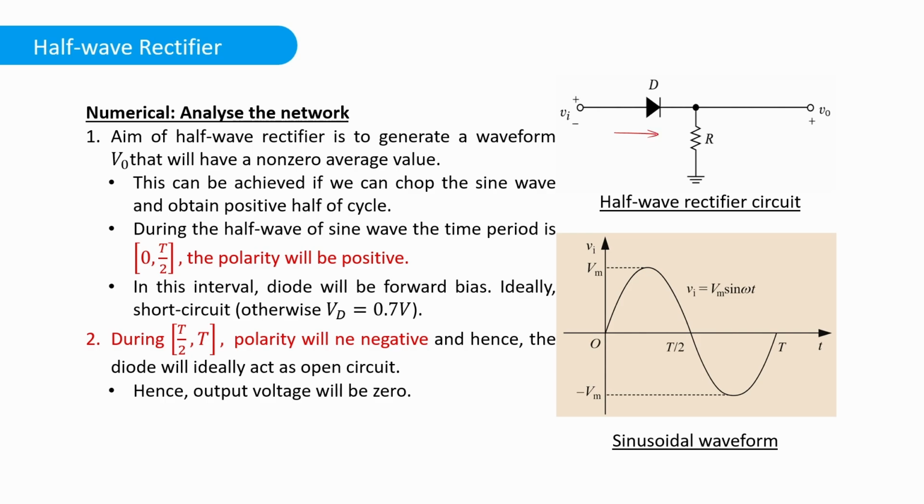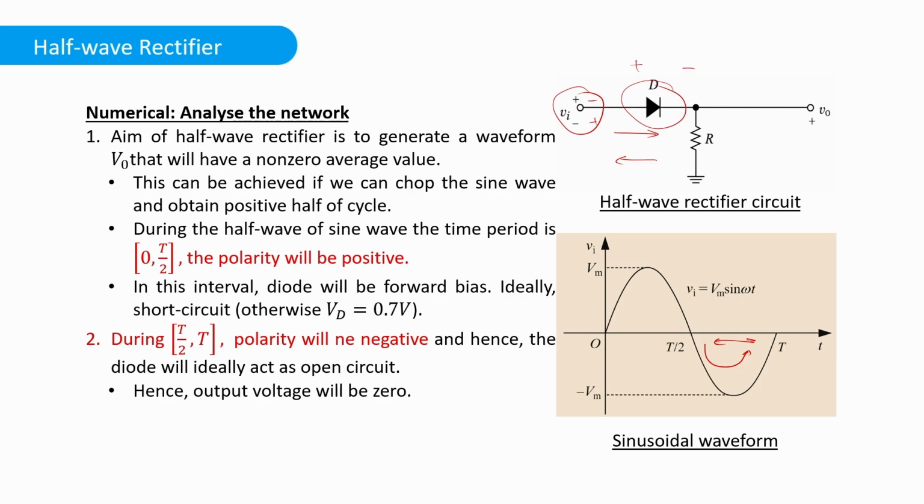But when the input voltage enters the negative half, between T by 2 and T, the diode will be in reverse bias condition. The terminals remain the same, but the polarity of the input will change. If for the positive cycle it was plus and minus, for the negative cycle it becomes negative and positive. So the polarities change, and due to that, the diode will act as an open circuit. So this is the theory behind that.